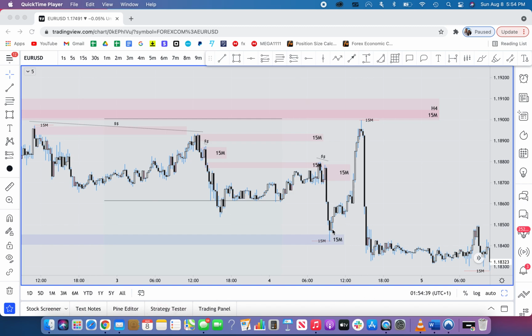Let's see, what was the fourth? I think it was Thursday. I want to go over a short I took and what I was looking at. So we are currently bearish on the 4 hour. This is the 15 minute that we're on right now. Since we're bearish on the 4 hour and 15 minute, I was only looking for shorts.